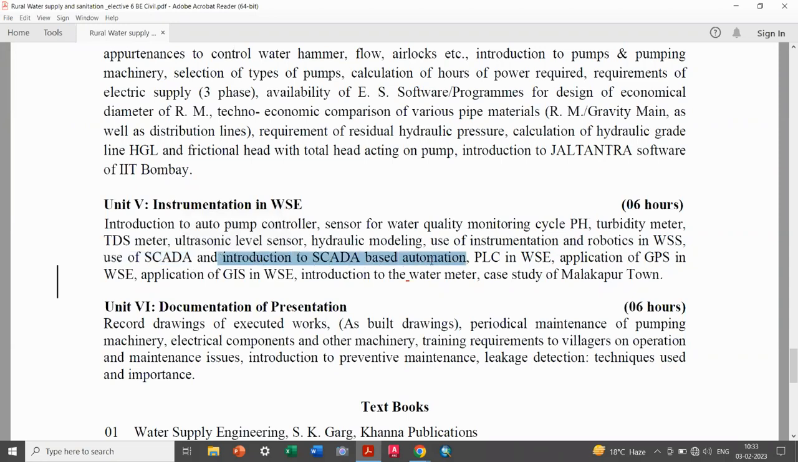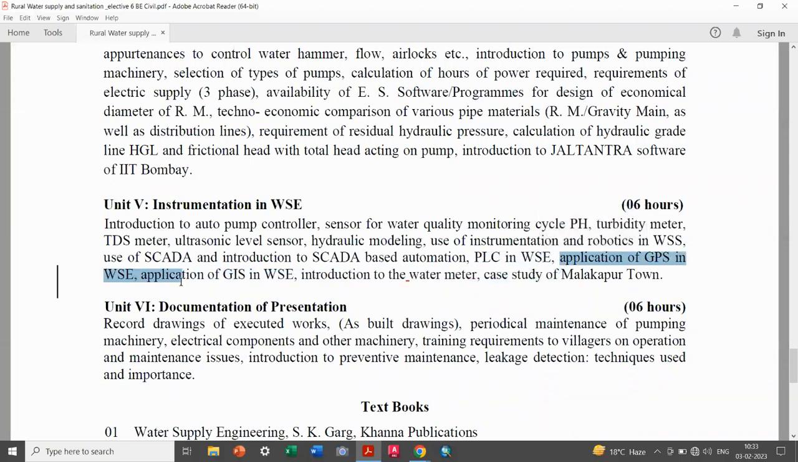Introduction to SCADA based automation. You can see such software is used in water treatment plants, in hydroelectric power plants, or many more projects. So PLC in WSC, that we will see in detail.